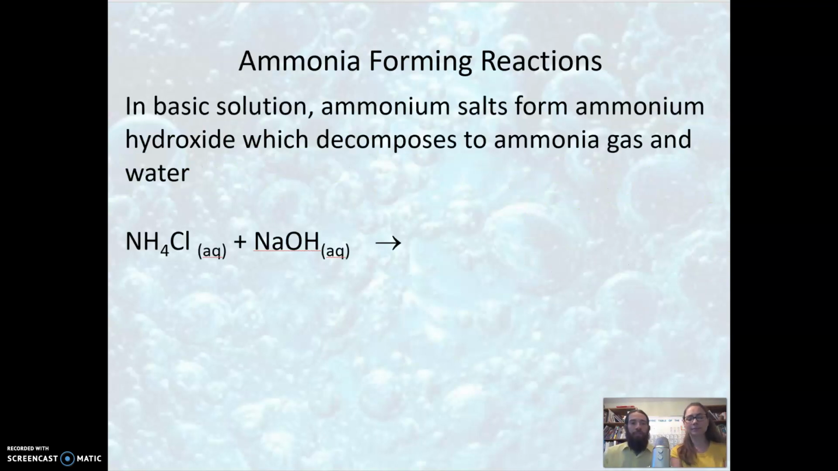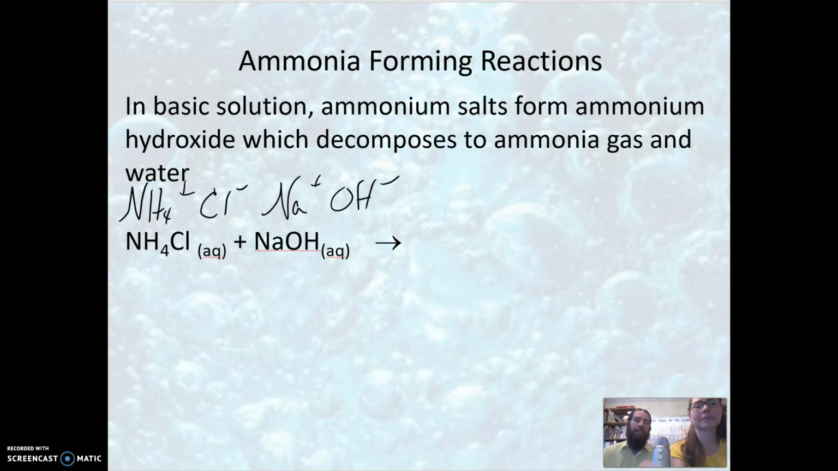What do we got here? We got the ammonia forming reaction. So we've got ammonium. Is that ammonium chloride? It is. Sorry. We're just going to break that apart into its ions. We're going to do a double displacement reaction here. So the sodium hydroxide has a sodium ion, the cation. We're going to switch those cations. The sodium's going to go with the chloride ion to form sodium chloride.